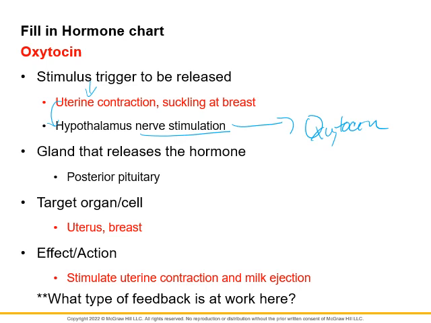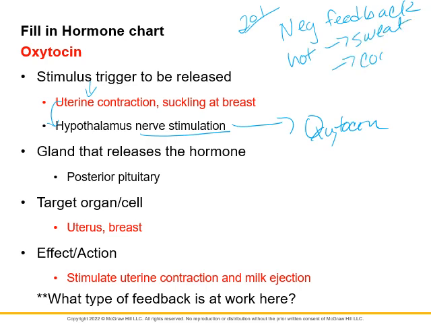So I put down there, what type of feedback is this? Hopefully you go back to 201 topics, and we talked about negative feedback. First one is I'm hot, right? I trigger sweating, and I cool down. That's negative feedback. We were hot, now we're cooling down. This feedback is positive feedback.